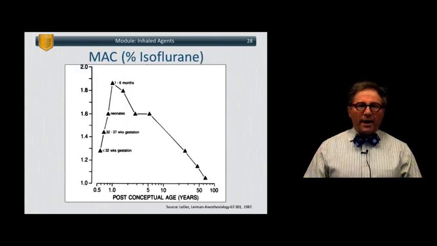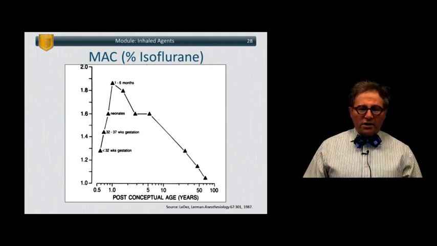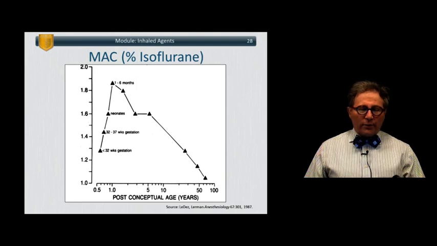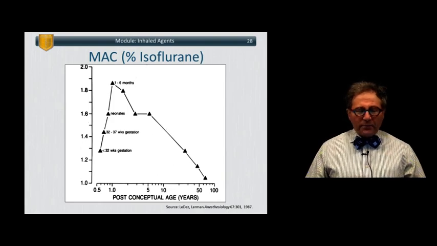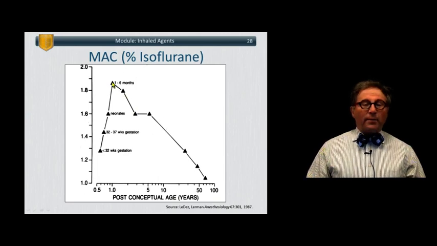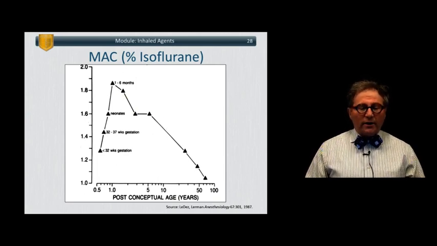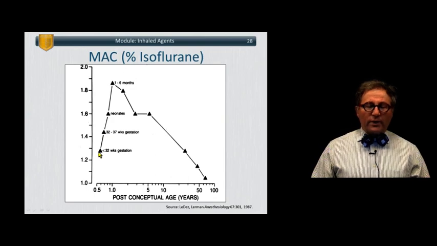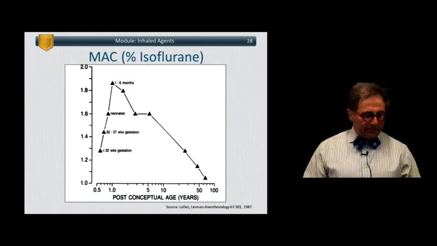And here we display the MAC of isoflurane with age. The same kind of graph has been reported for halothane, and it's somewhat similar to desflurane, with the MAC decreasing from adults throughout childhood and peaking for isoflurane and halothane at about 1 to 6 months of age. In the case of desflurane, it's 6 to 12 months of age, and then decreasing in younger babies, with neonates and premature infants down to less than 32 weeks having the least MAC.